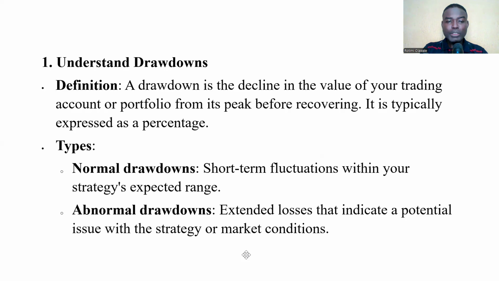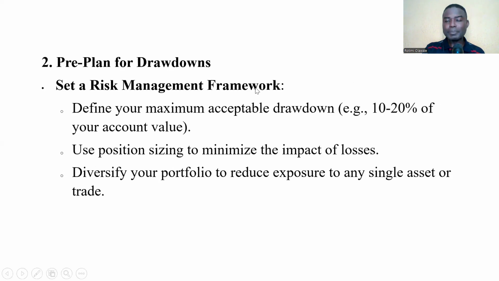Now, abnormal drawdown is extended losses that indicate a potential issue with the strategy or market conditions. Many times when you have these abnormal drawdowns, then probably there has been a complete change of trend. It's no longer a retracement, it's a complete reversal of trend, and that can put your account in abnormal drawdown, which can be a very, very risky situation to find yourself in as a trader.